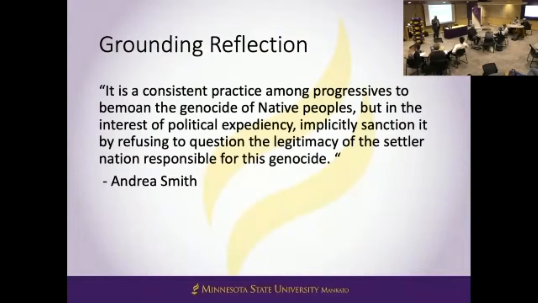This is just a grounding reflection. Something I want everybody in the room to consider. People on Zoom, thank you for joining us, to consider and reflect on the meaning of this for yourself. I'll read it, but just as a way of getting us grounded into the space and time today. It is a consistent practice among progressives to bemoan the genocide of Native peoples, but in the interest of political expediency, implicitly sanction it by refusing to question the legitimacy of the settler nation responsible for this genocide.